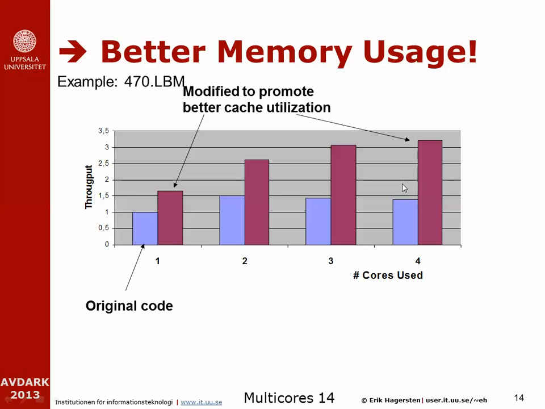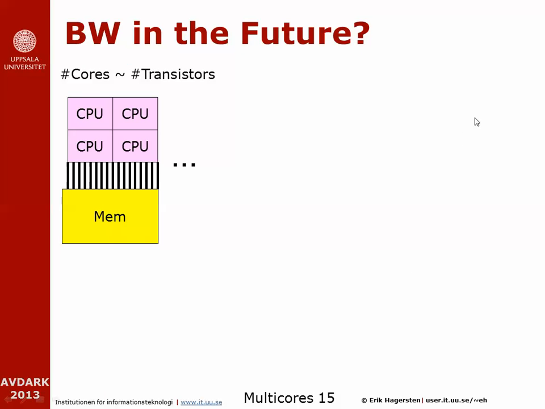So you can do things. You can rewrite code to put less memory pressure, and that's what we have done in this course as well, with several examples of optimizing for cache. So bandwidth is a problem. So what will happen in the future?